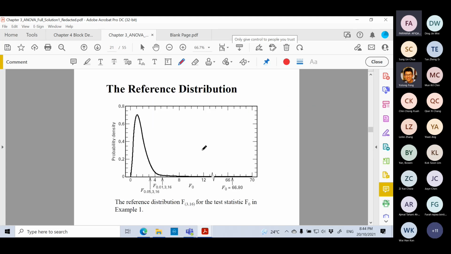Just now, this one refers to the table you have. If they are using F0.1 alpha or 5%, it depends on what percentage you use, but your F value will fall in here, or you reject the null hypothesis.